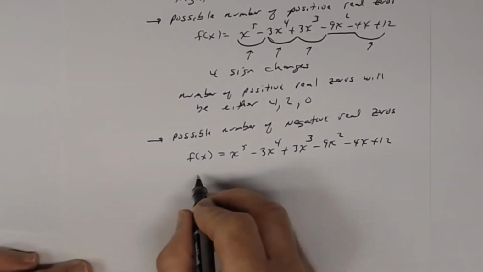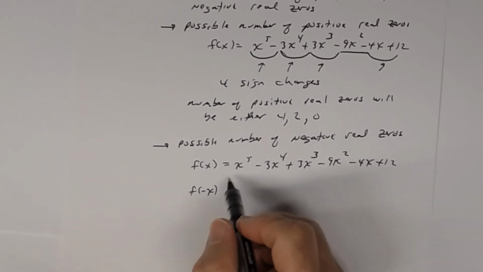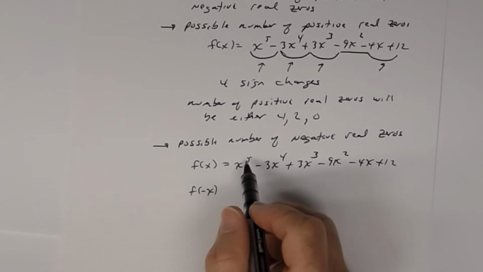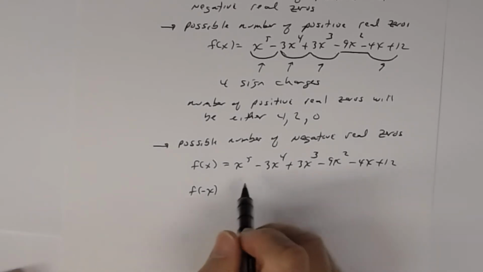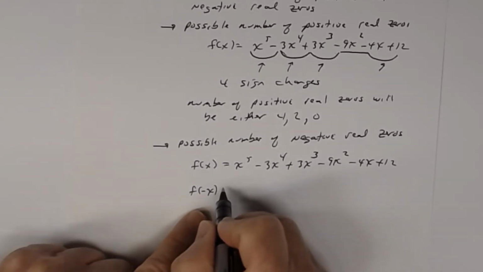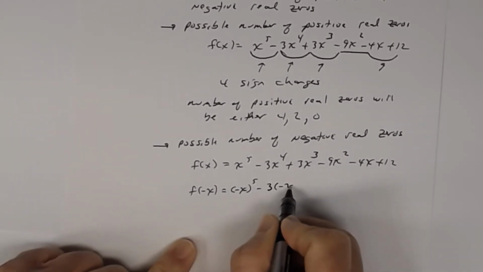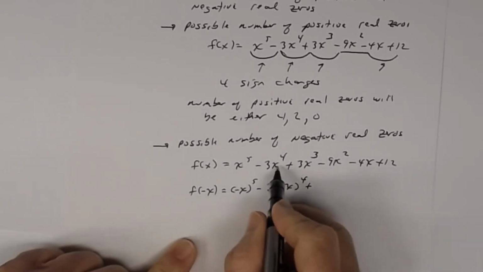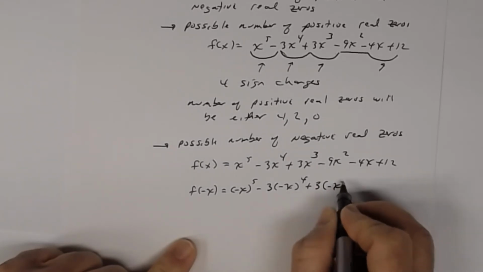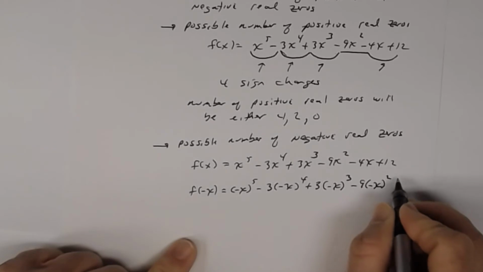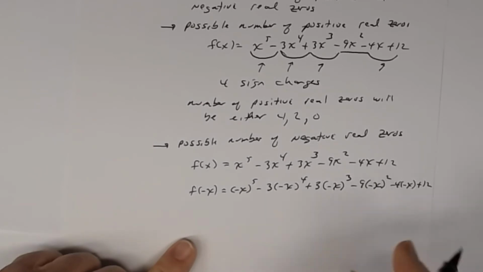And I'm going to do the work just to show you. So f of negative x, remember our discussion earlier? A negative number raised to an odd power is going to be negative. A negative number raised to an even power is going to be positive, right? Okay. So if you do the work like we did in the previous problem, that's going to be negative x to the 5th minus 3 times negative x to the 4th. So wherever you see the variable x, you substitute negative x, and always put that in parentheses. Plus 3 times negative x to the 3rd minus 9 times negative x squared minus 4 times negative x, and then plus 12. Okay? I'm almost out of room here.